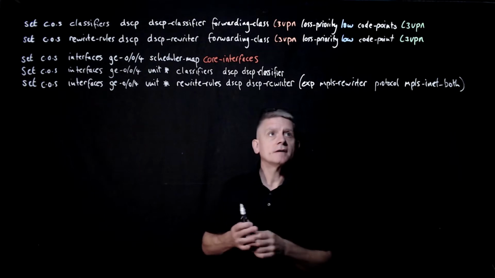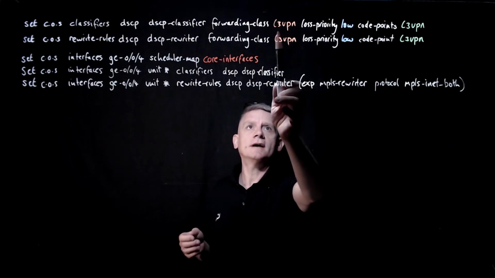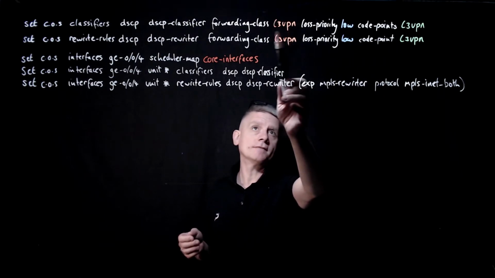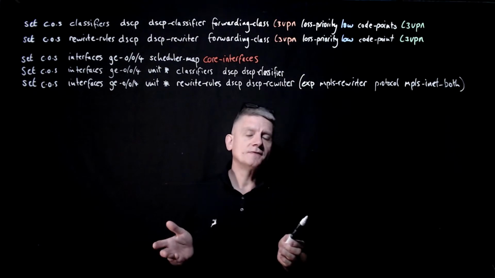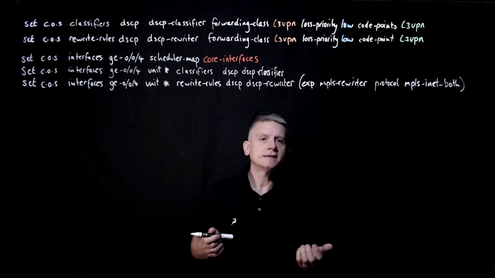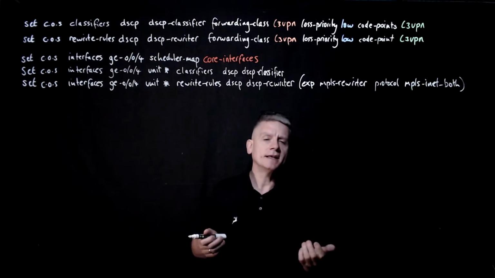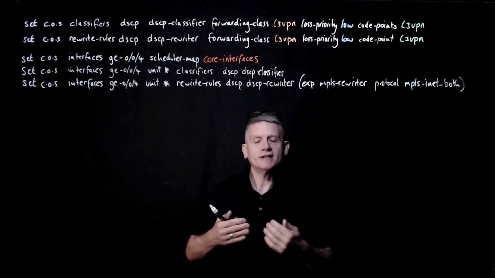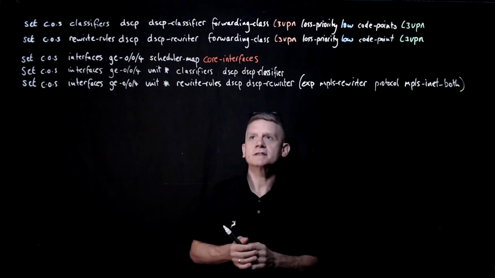It's going to mark effectively the code point into the forwarding class. It's going to store the forwarding class so it can use it for the rewrite later, and also so that it can use it for the scheduling to actually enforce the class of service.